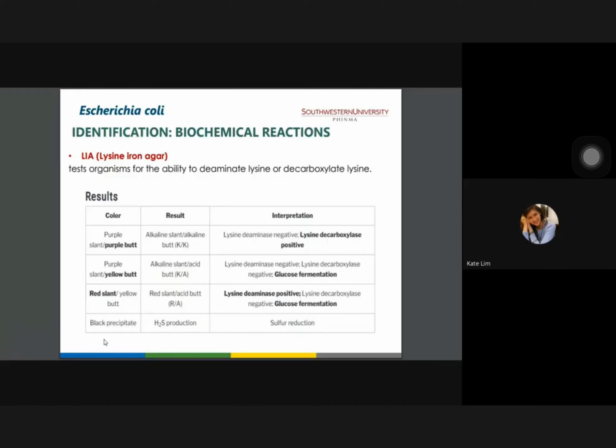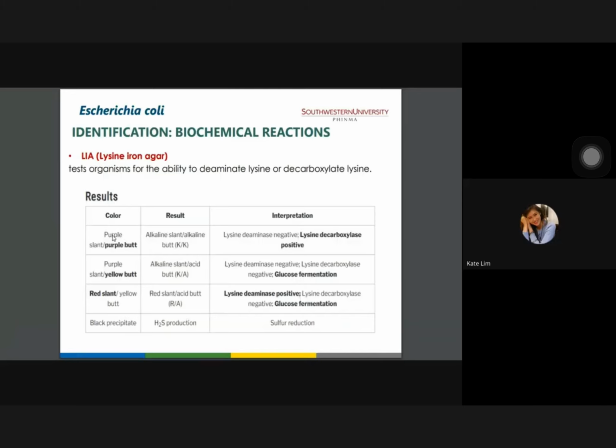So this is the summary of your results, and this is how it looks. These are the color observations that you see in the laboratory. So if it's a purple slant and a purple butt, that would tell you an alkaline environment, so it would be K over K. What do we see in the slant? That is deamination, so deaminase is the enzyme. And the butt is decarboxylase, the enzyme. So in here, it's alkaline and alkaline: purple slant, purple butt.